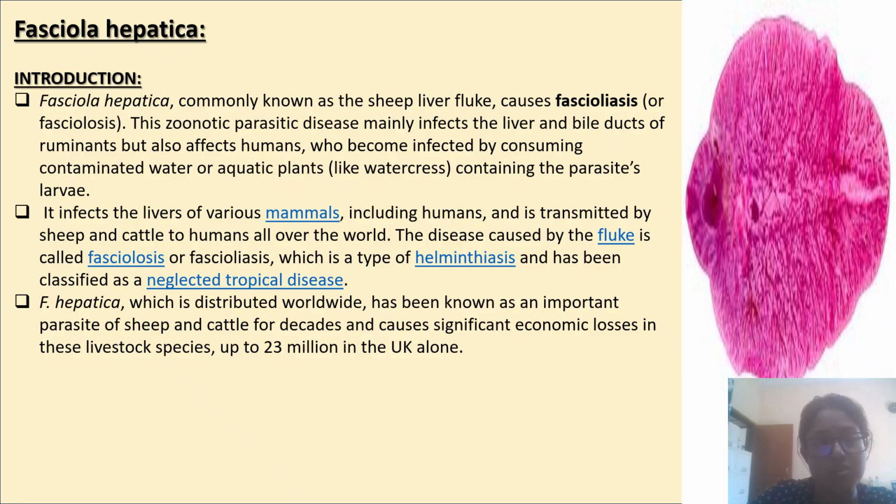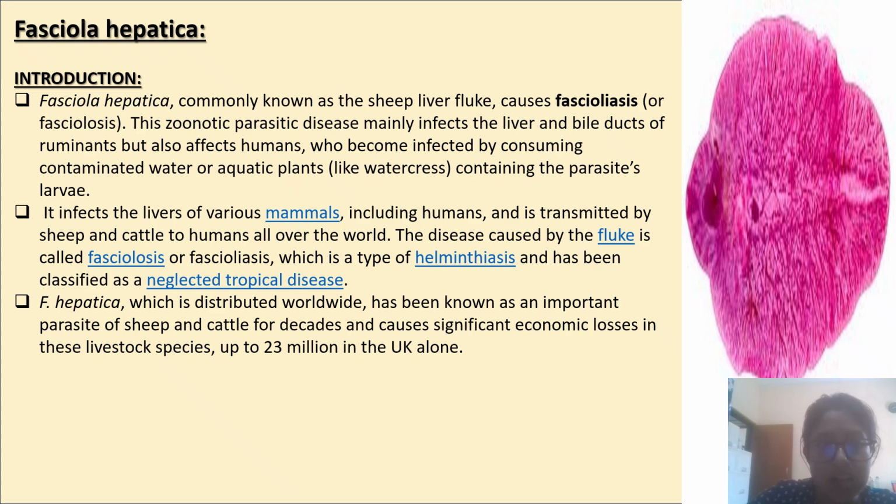Fasciola hepatica, commonly known as the sheep liver fluke, causes fasciolasis. The zoonotic parasitic disease mainly infects the liver and bile ducts of ruminants but also affects humans, who become infected by consuming contaminated water or aquatic plants like watercress, which contain the parasite's larva.